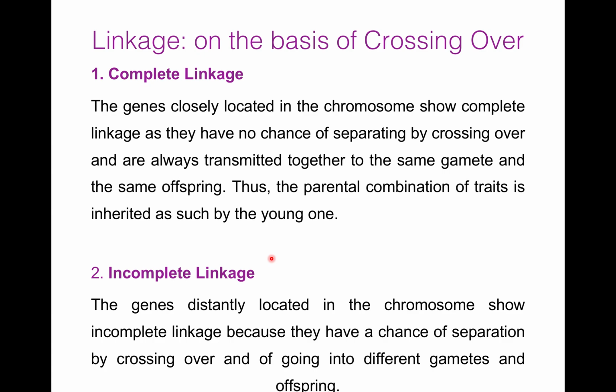When the genes are distantly located in the chromosome, they show incomplete linkage because they have a chance of separation by crossing over and of going into different gametes and offspring. We have already seen this, linked or non-linked genes, in the previous slide.